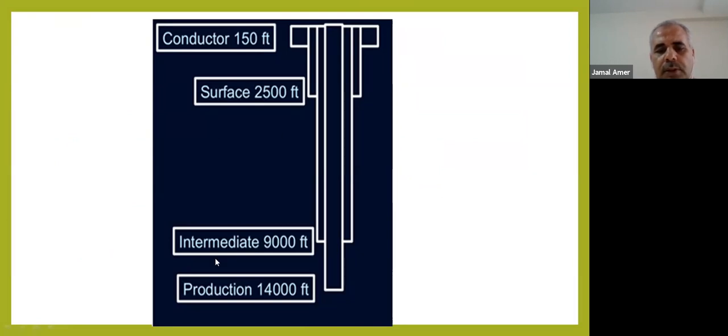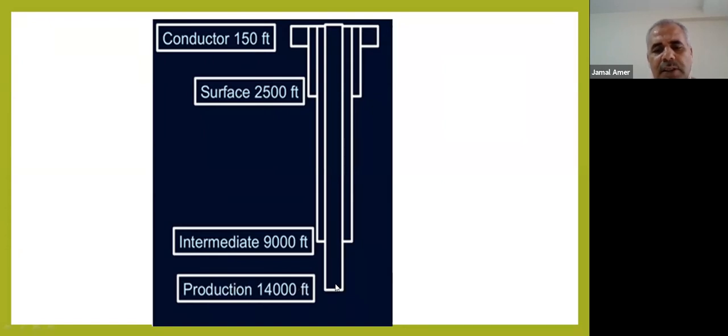So we have here three types of casing. The conductor is only to protect the soft soil from washout during our operation. So surface casing here, and intermediate casing and production casing. Most of the time we also have, at the end of production, a production liner.